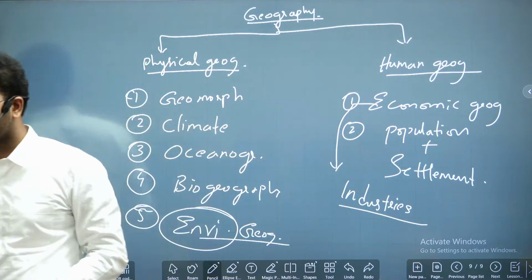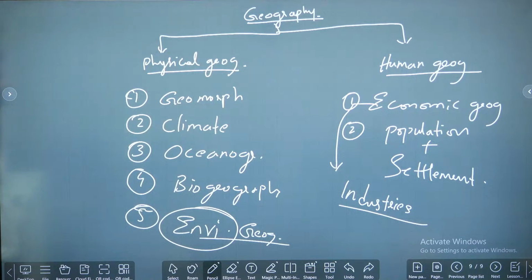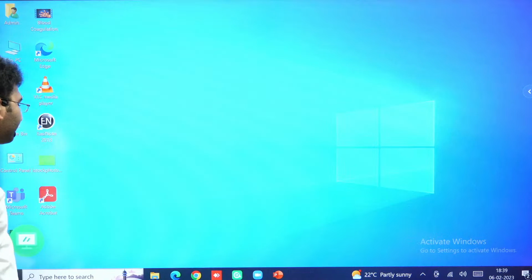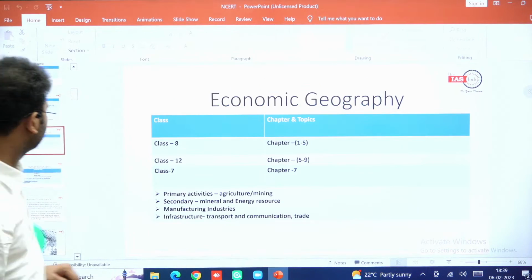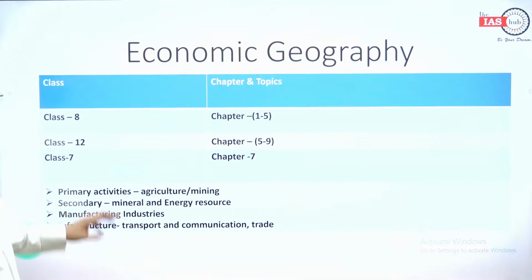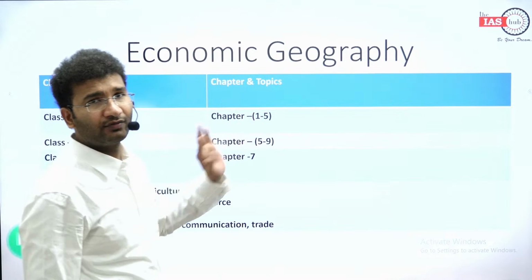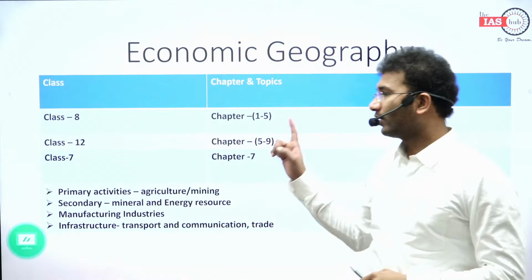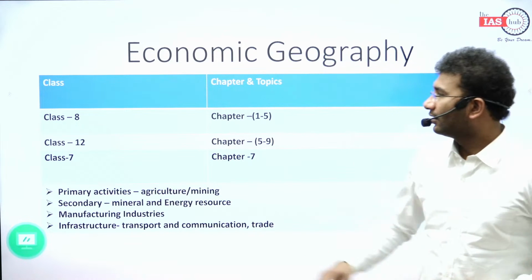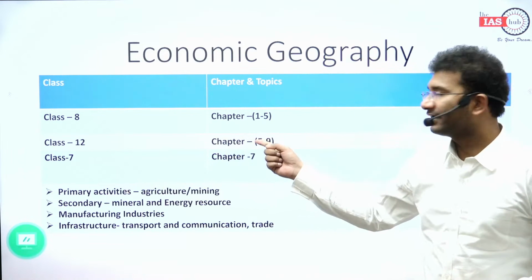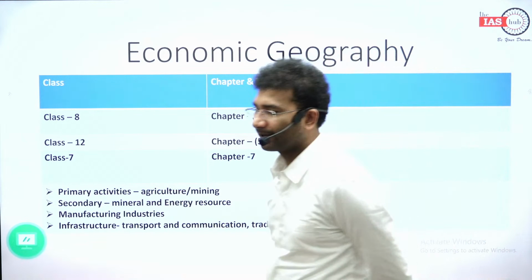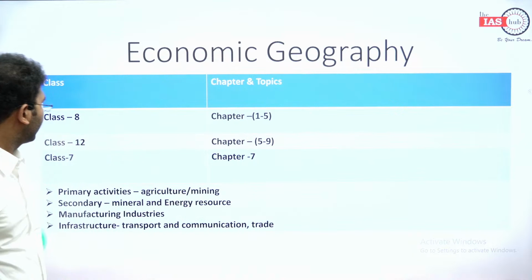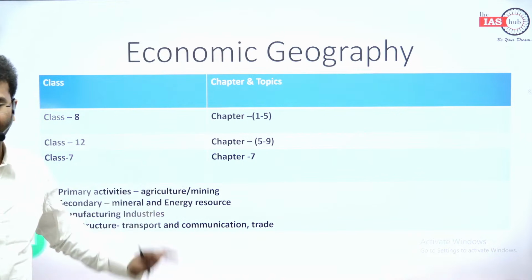Let's try to learn. See here, in economic geography, which chapters do you firstly have to read? The chapters are: number 1, go to class 8 and read chapter number 1 to 5. Chapter number 1 to chapter number 5. Class 12, chapter 5 to chapter 9. Okay? Class 7, chapter 7.